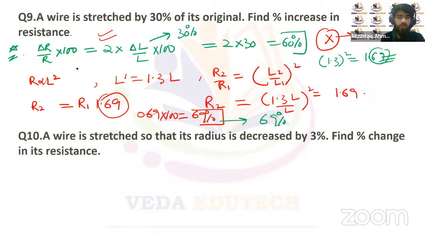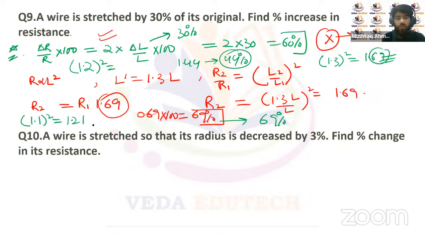Similarly, if you are given a 20% increase, you will do 1.2 whole square, that will be 1.44, because 12 square is 144. The percentage change in resistance is 44%. And similarly, if there is a 10% increase in the length, then you will do 1.1 whole square, 11 square is 121, so 1.21, which means that 21% is the percentage change in resistance. That's how you have to solve this question, right?